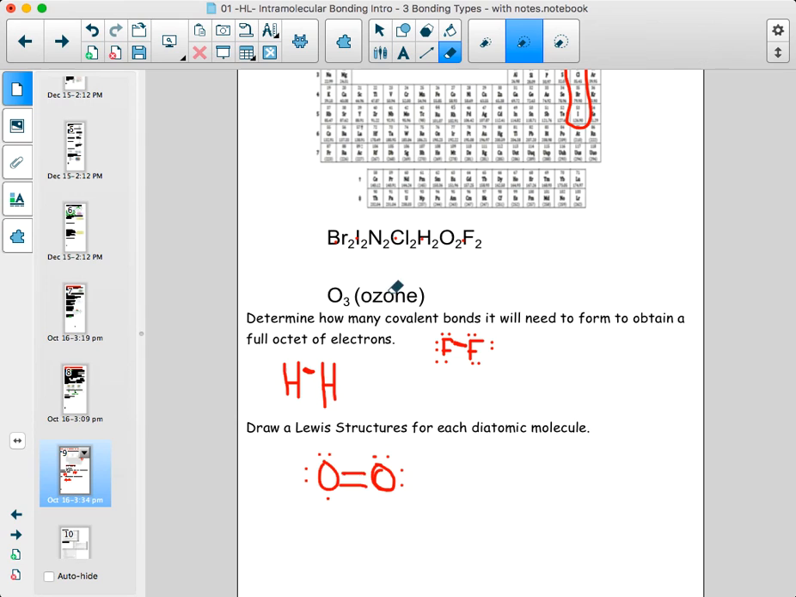my eraser here, that's my eraser. Whoop, that was a lot of erasing.